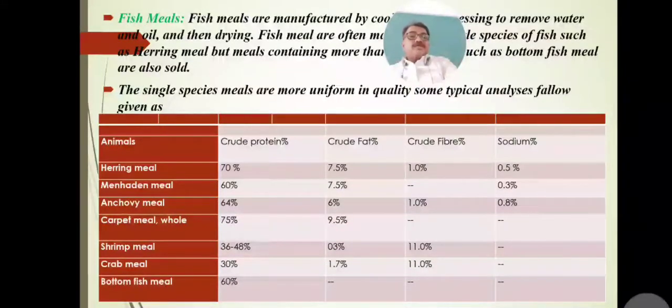In this table we have seen the animal, the crude protein level, the crude fat level, the crude fiber level, and the sodium level. These crude fats, proteins and fibers are indicated in percent, as well as sodium is also indicated in percent.